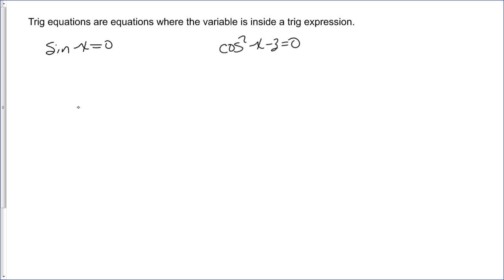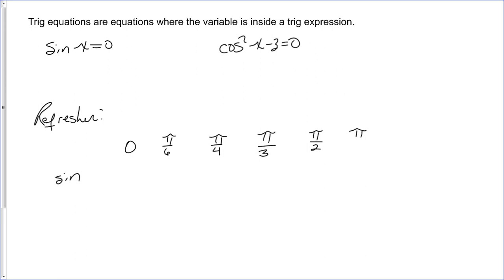All right, just as a refresher, remember your important angles were 0, pi over 6, pi over 4, pi over 3, pi over 2, pi. We really don't need to go much further than that. Okay, so the sine, remember, is the y value of your angle, and the cosine is the x value of your angle. So if you remember my little trick, they're all some number divided by 2.